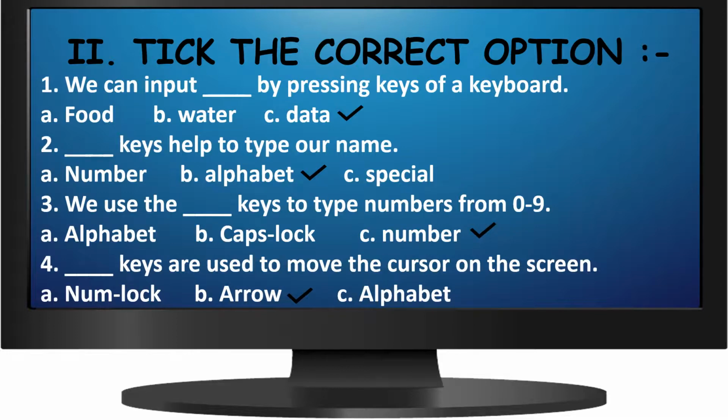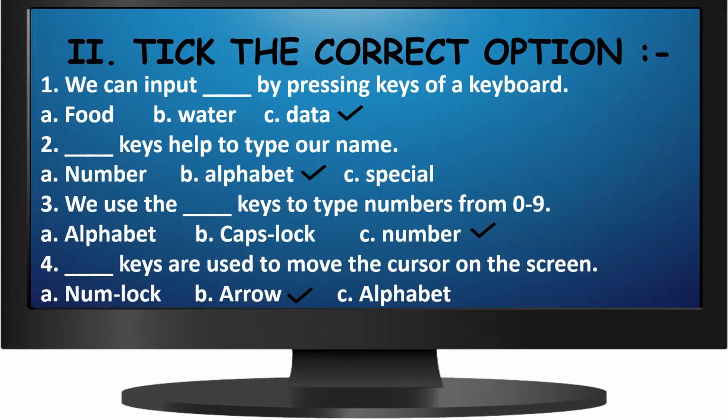Number 2. Dash keys help to type our name. Which keys help us to type our name on the computer? Number A, number keys? No. Number B, alphabet keys? Yes. Number C, special keys? No. So the answer is alphabet. Alphabet keys help to type our name on the computer.